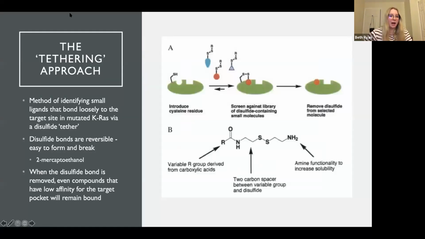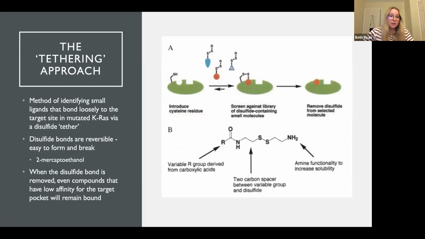So this is how they actually did it. The tethering approach came from a reference in the paper published in 2000. And fun fact, both papers actually came from people at UCSF, so good things coming from there. This is a method of identifying small ligands that bond loosely, which is interesting, to the target site in the mutated KRAS via a tether.